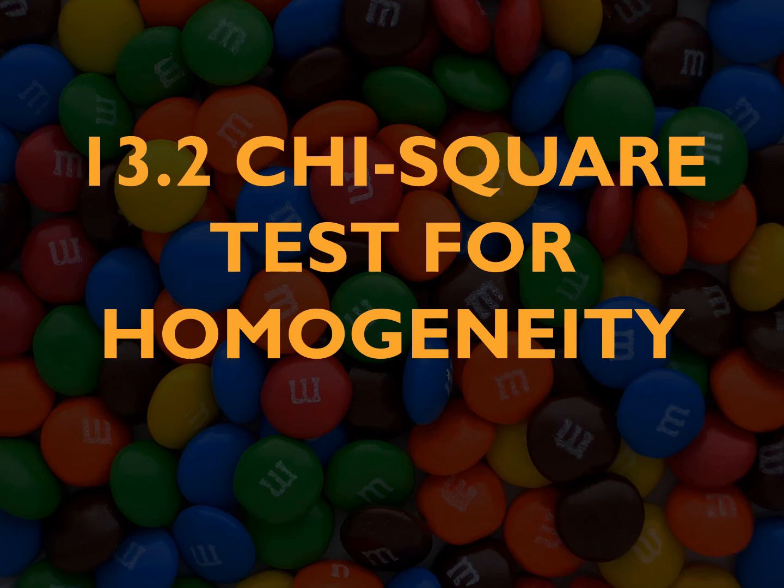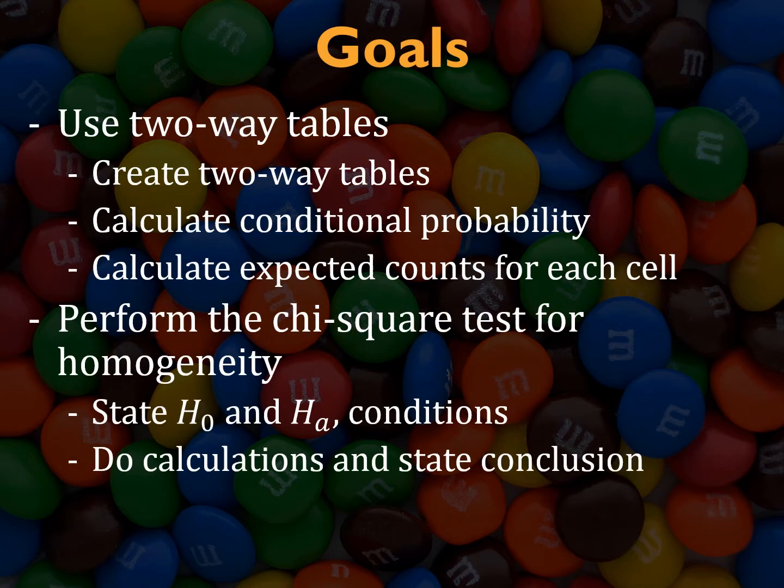Hello, AP Stats class. This is section 13.2, the chi-square test for homogeneity. So our goals for today are to use two-way tables and to perform the chi-square test for homogeneity. Some of the things you see on the list of goals we've done before; we're basically going to apply them to this new significance test.